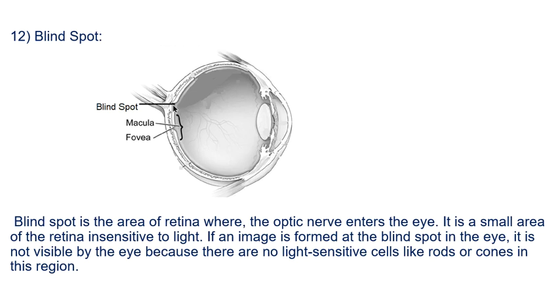If any image is formed on the blind spot, that is why it is named the blind spot, because it is insensitive to light. It is not visible to the eye because there are no light sensitive cells like rods and cones in this region. In contrast with the fovea, where cone cells are densely situated, in the blind spot there are no rods or cone cells. That is why it is insensitive to light. So this is the blind spot.